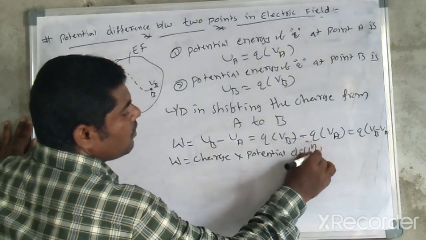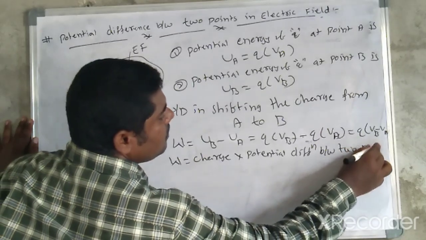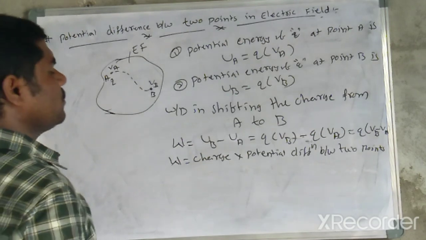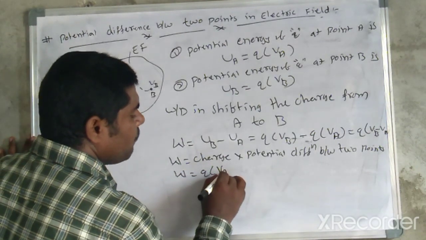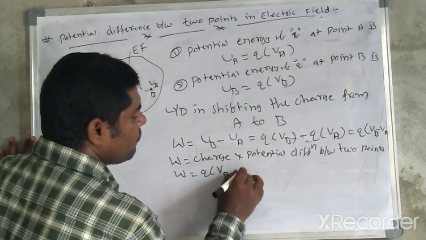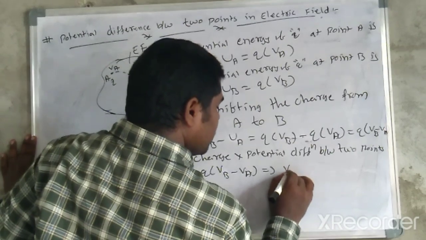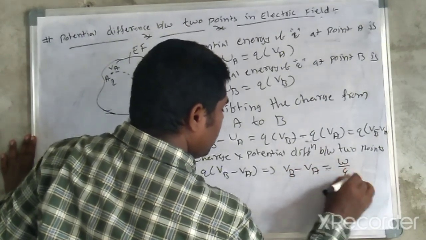So work done is equal to charge into the potential difference between the 2 points. That work done is equal to Q into (VB minus VA). That implies the potential difference VB minus VA is equal to W by Q.